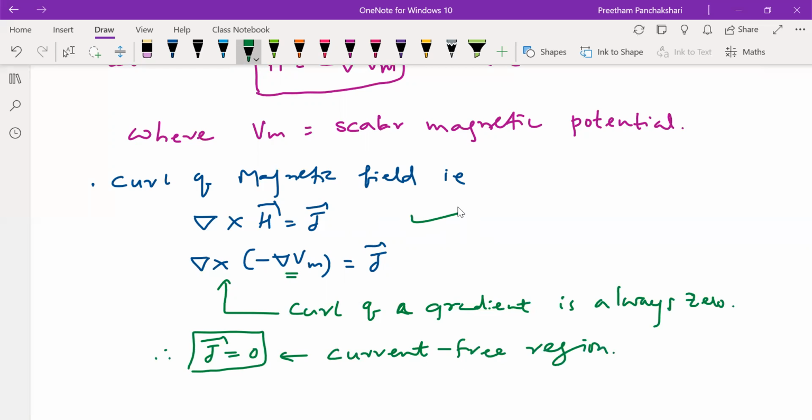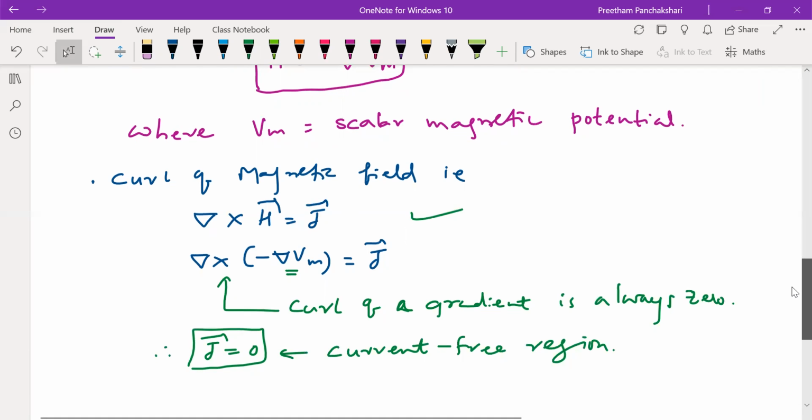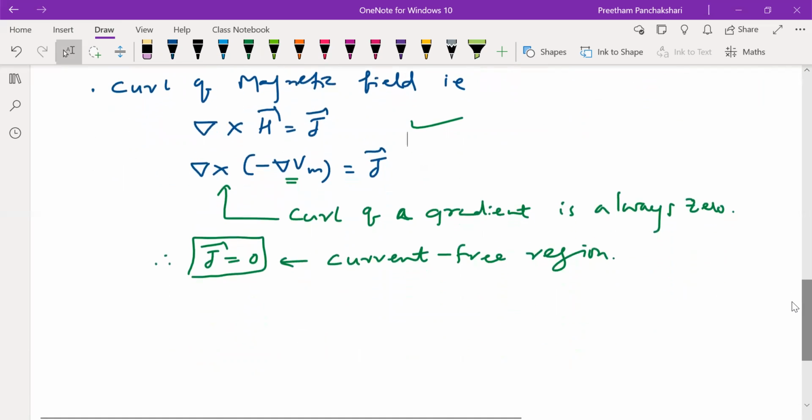Look back once again. Del cross H equal to J, curl H equal to J, is Ampere's law, which gives the relation between the magnetic field and the current J that develops it. But after introducing the scalar magnetic potential concept, we got J equal to 0. That means if scalar magnetic potential exists, it exists only for regions not containing current. So current-free regions can use this idea of magnetic potential.